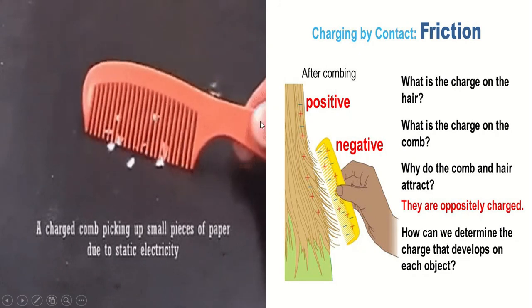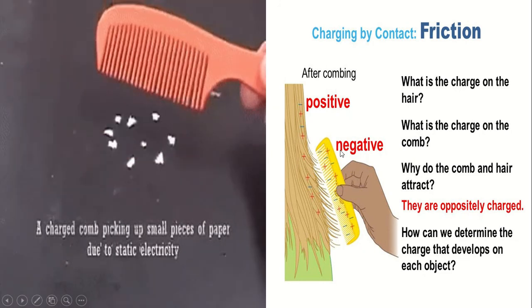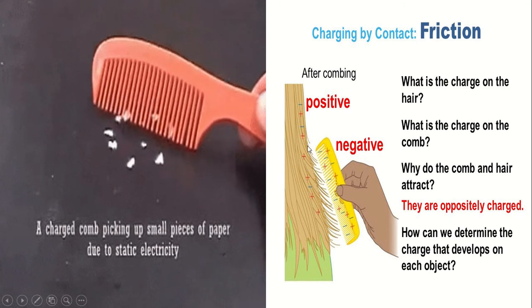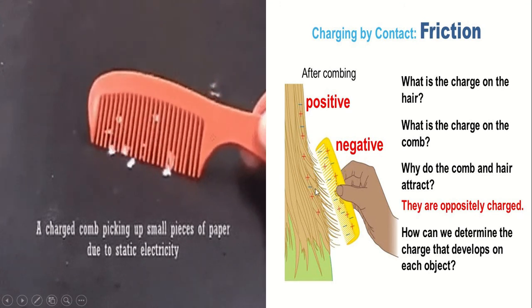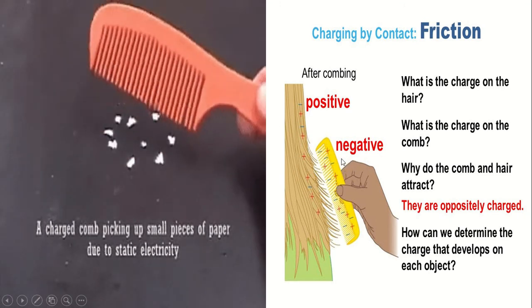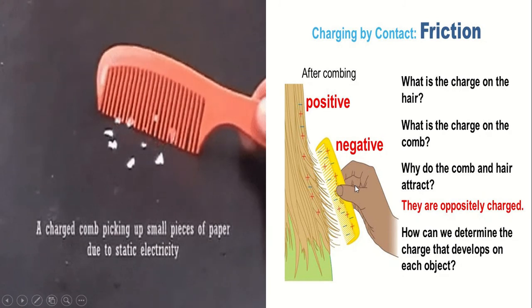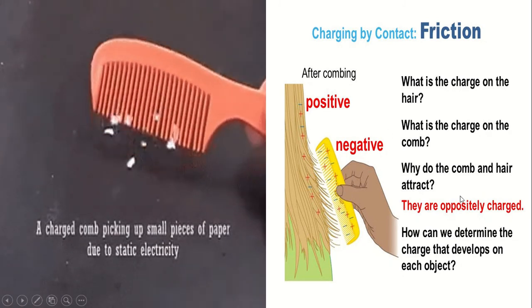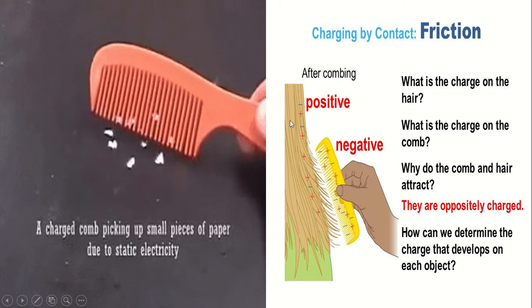So look, when we comb our hair, what will happen? The comb will receive electrons from our hair, and then the comb becomes negatively charged and our hair becomes positively charged. Then there will be attraction between comb and hair.